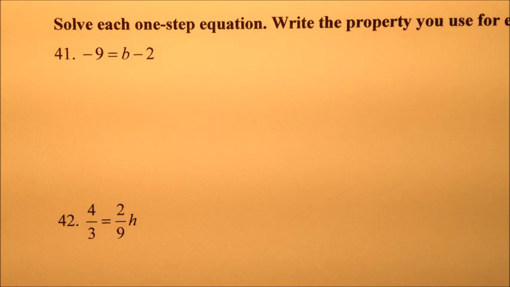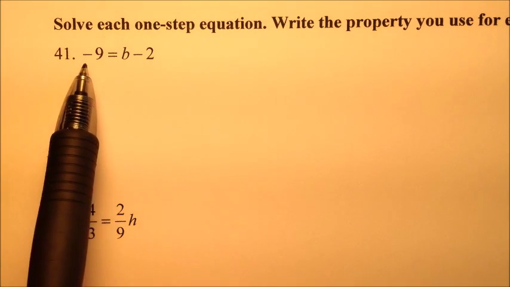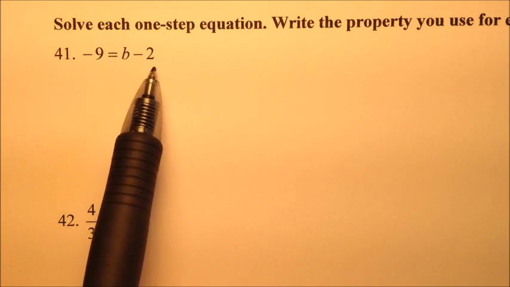In this video, I'm going to walk through the answers to questions 41 through 50 on the chapter review. So in this first section it says solve each one-step equation and write the property you use for each step. So number 41 says -9 equals b plus 2.